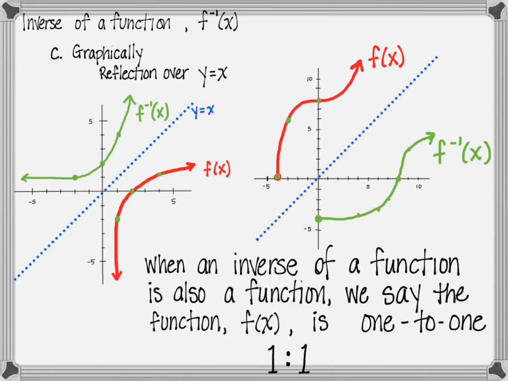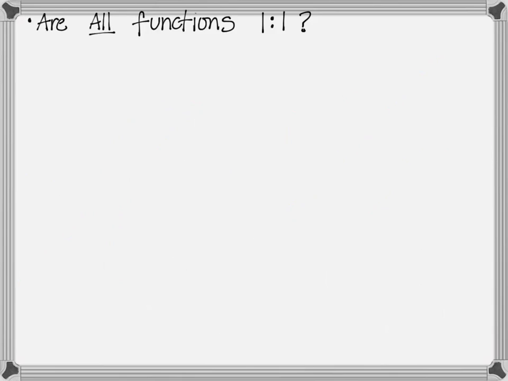Now, when an inverse of a function, this green one here and the green one over here, when they are also functions, we say that the original function, f of x, the red one here in this case, and in the other one, this one here, we say that the function is a one-to-one function. And what that means is each input and output pair is unique.